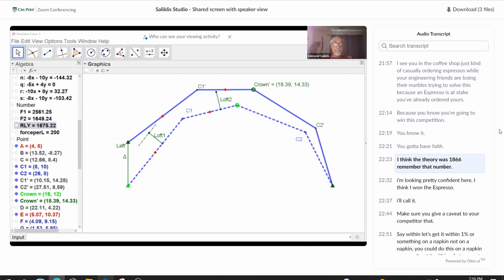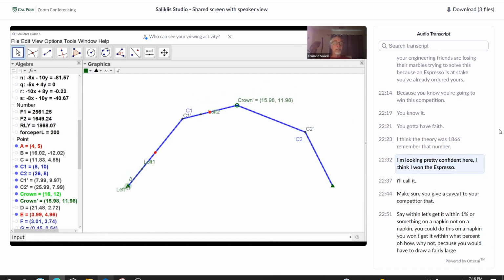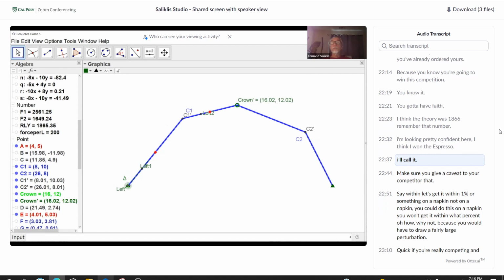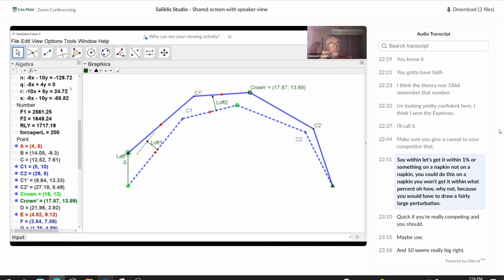I think the theory was 1866. Remember that number? I'm looking pretty confident here. I think I won the espresso. I'll call it 1865.35. Make sure you give a caveat to your competitor that let's get it within 1% or something on a napkin. Not on a napkin. You could do this on a napkin. You won't get it within 1%. Why not? Because you would have to draw a fairly large perturbation.